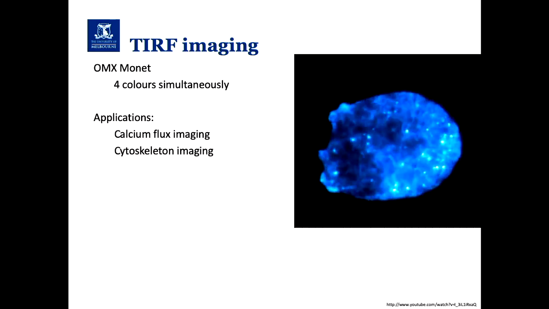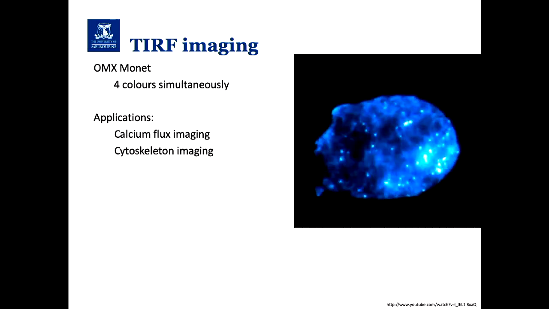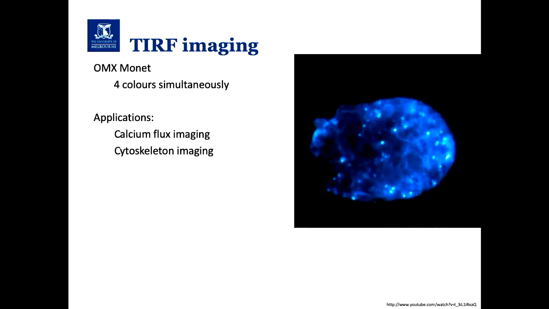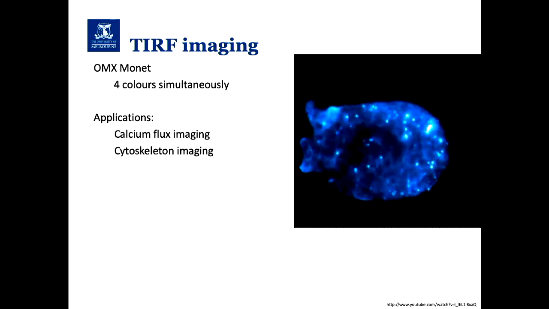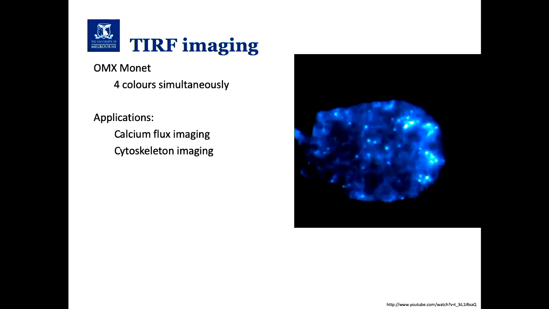Here's an example of some TIRF imaging. We now have 3 systems in the platform that are capable of TIRF imaging. One of those we have 4 cameras on, so we can actually take 4 TIRF images simultaneously. Some of the applications for TIRF imaging are things like calcium flux imaging, cytoskeletal imaging. If you're interested in mitochondria, they often sit within that gap, that 100 nanometer gap at the bottom of the cell as well.